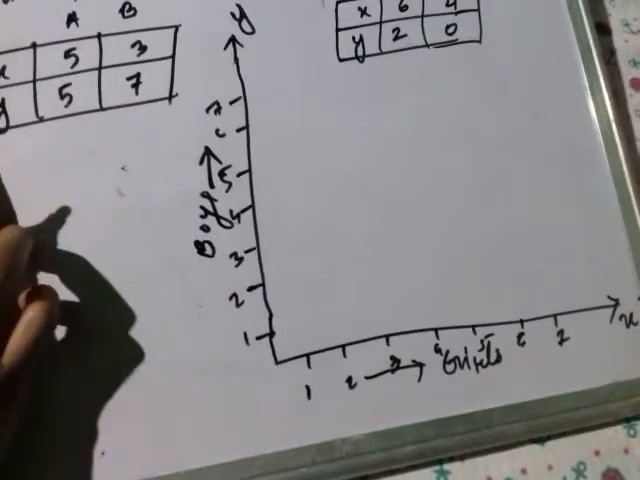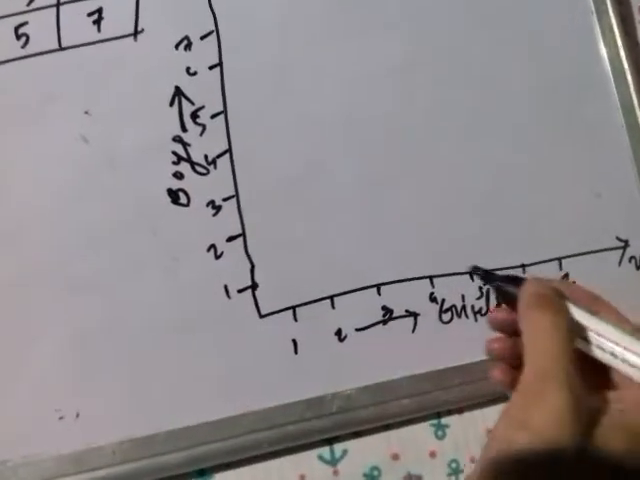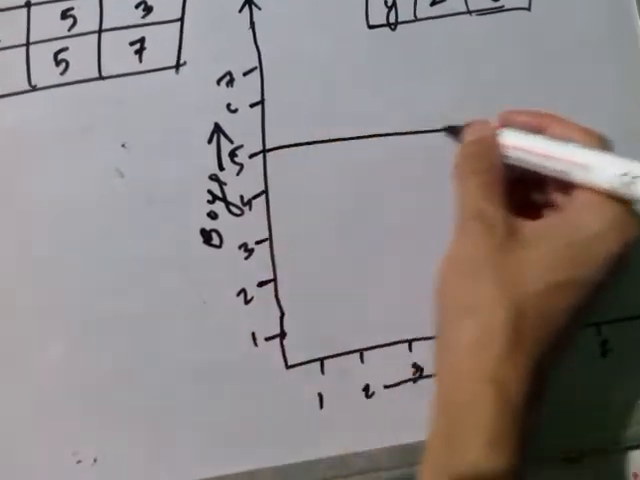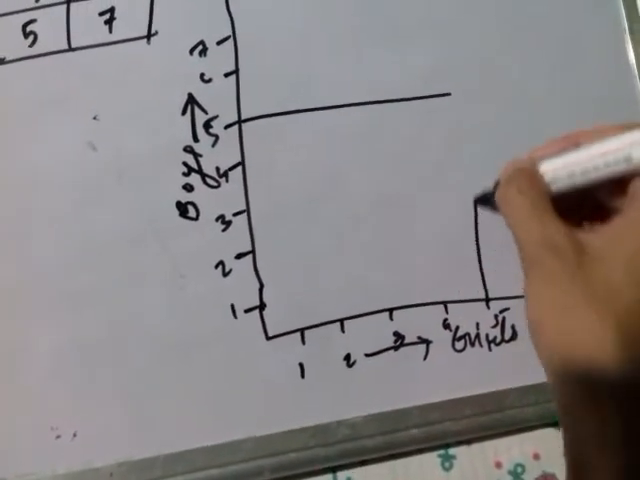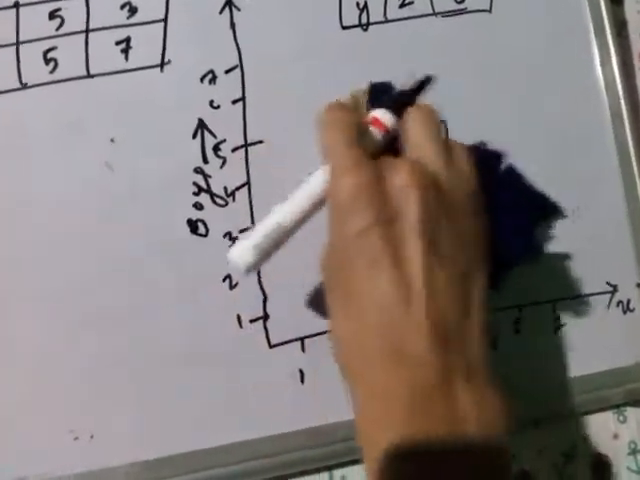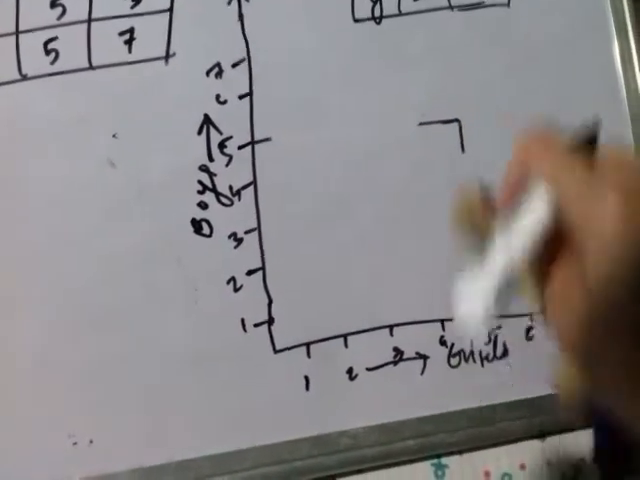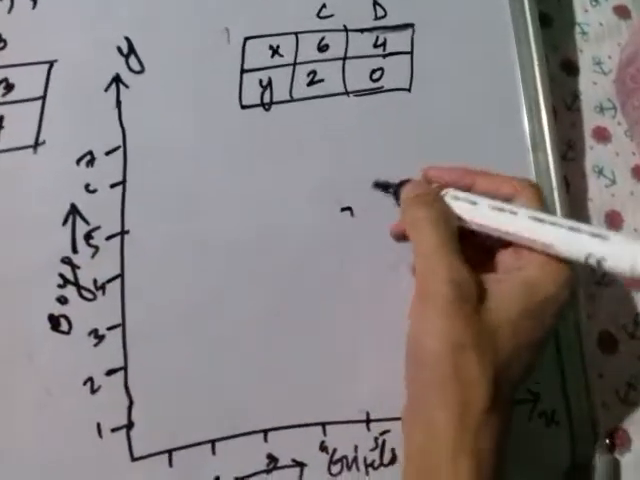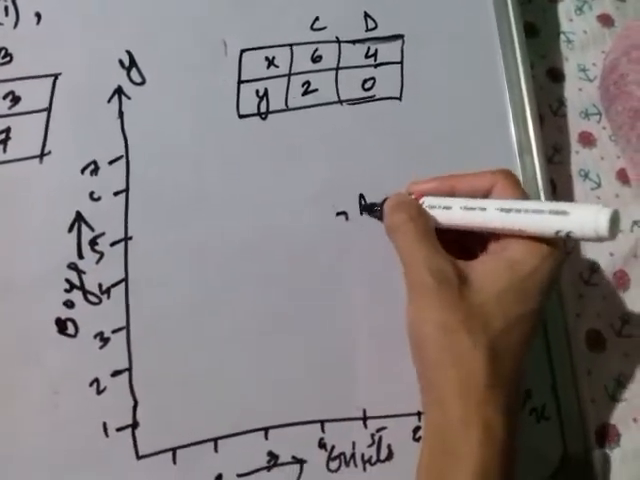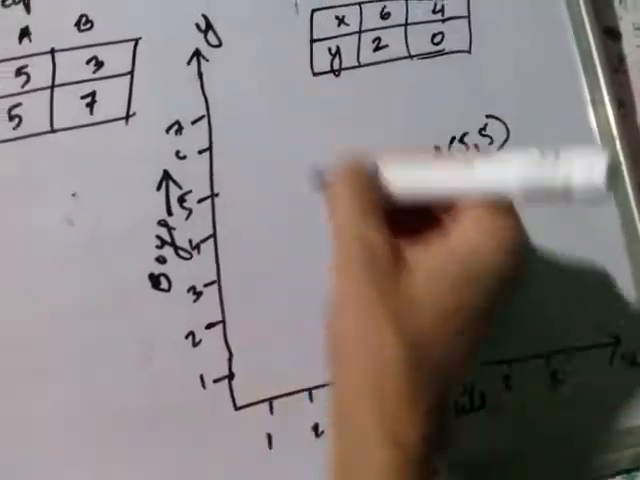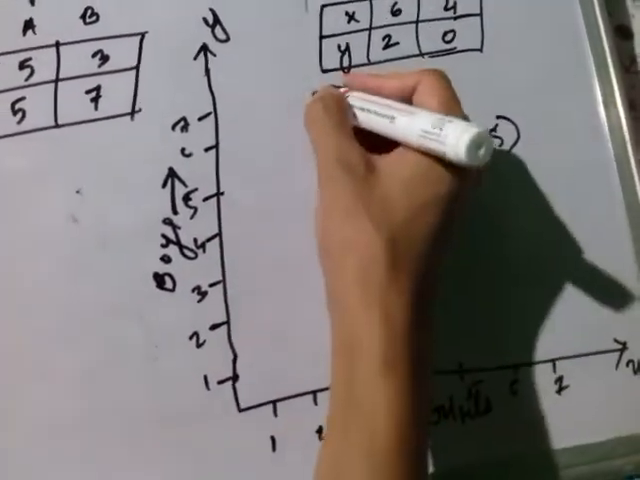Now you see, for equation 1, if you take x as 5, y also will be 5. So they will meet here. Don't draw this line. I just drew this line so that I can reach a point. So what will this one be? A is 5, 5. Next will be B, 3 and 7. You see, x is 3, y is 7. It will be here.